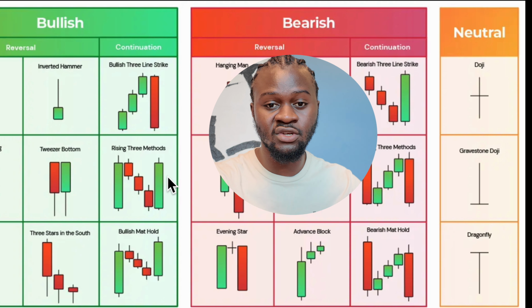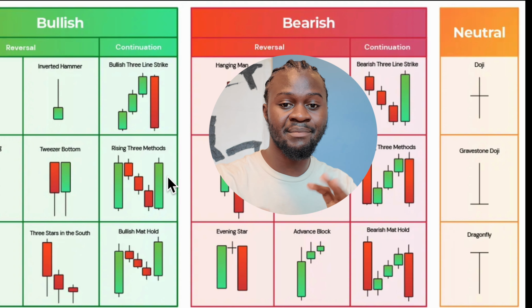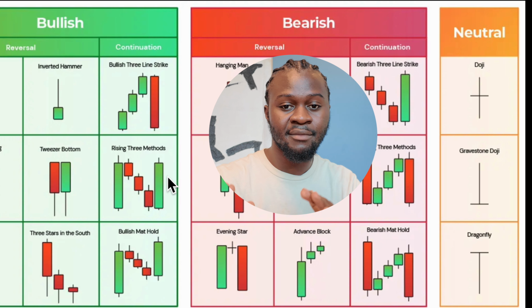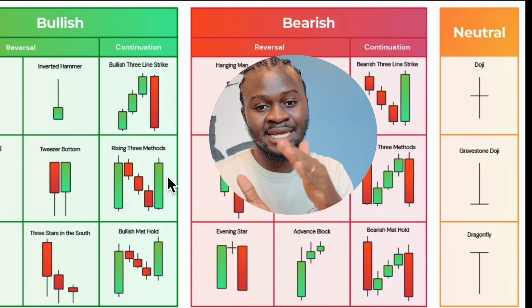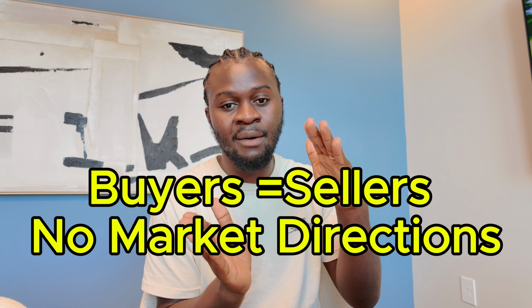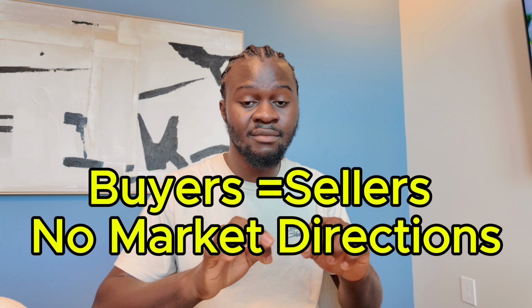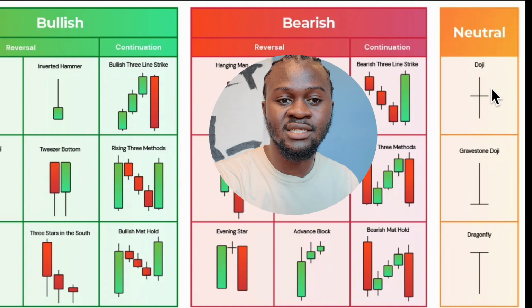First of all, let's start with the neutral candles. When we say neutral, it means that the market didn't really go up or go down, right? It means that the buyers and sellers are equal. It means that there are no more buyers than sellers. So this means that the market doesn't have a direction yet. So this is how neutral candles look like.